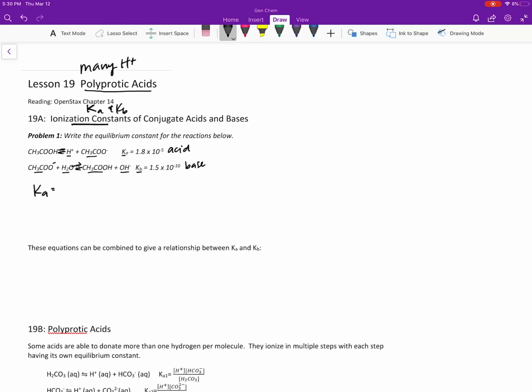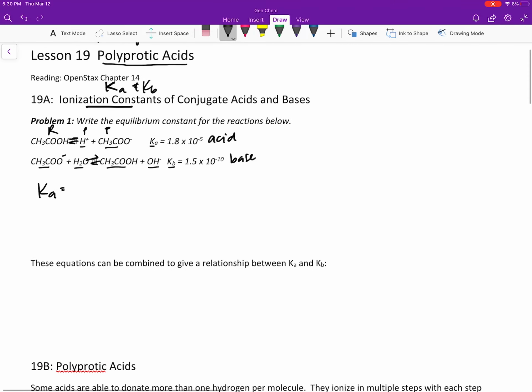It's still going to be products over reactants, so we're going to have 2 products in our first one and then 1 reactant. Let me zoom in. So that's going to give me H plus times the acetate ion, and remember that H plus and hydronium are used interchangeably. If I had had water as a reactant, it would have been written as hydronium on the right and not just proton. And I'm going to divide that by my reactant, which is my acetic acid.